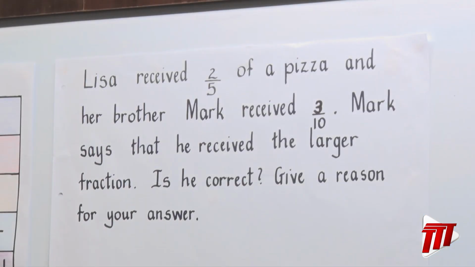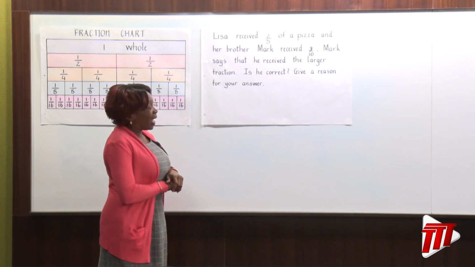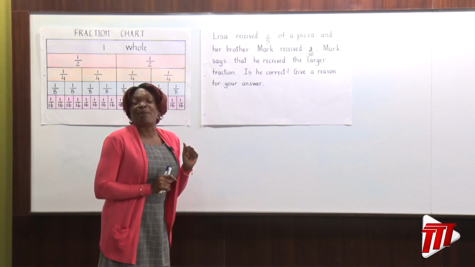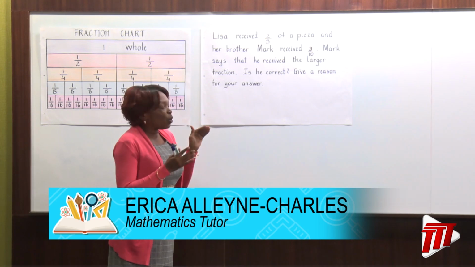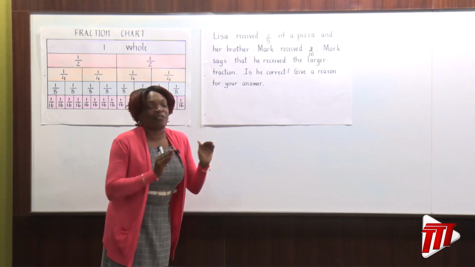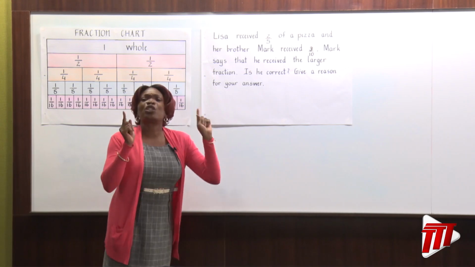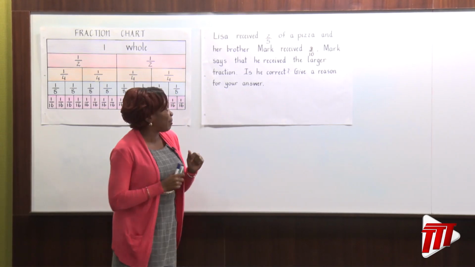Let's look at question number 2. Read with me now. Lisa received 2/5 of a pizza and her brother Mark received 3/10. Mark says that he received the larger fraction. Is he correct? Give a reason for your answer. Well, to determine if Mark is correct or not, again, we have to do what? Equivalent fractions. Why? Because the two fractions are different. Let me pull them out.